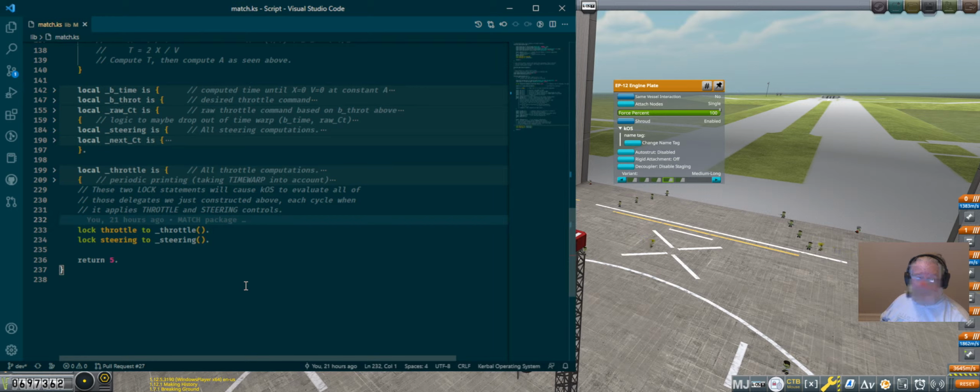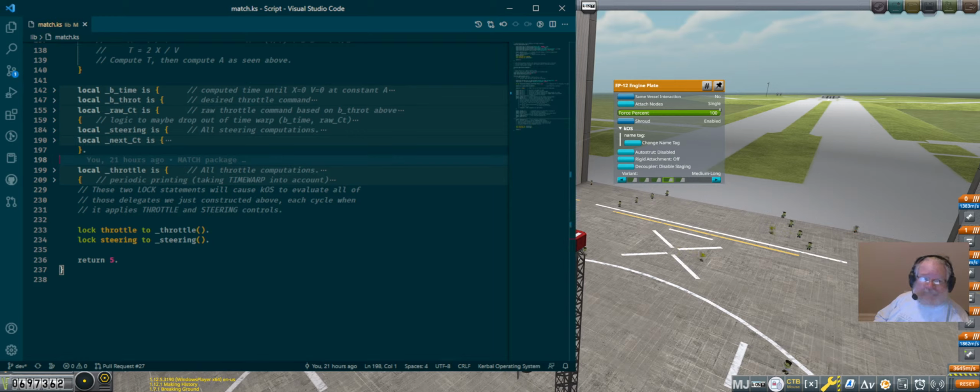Does it work? Well, I assert that it works, but assertion is not proof. Now let's turn off the code editor and let's go fly this sucker.